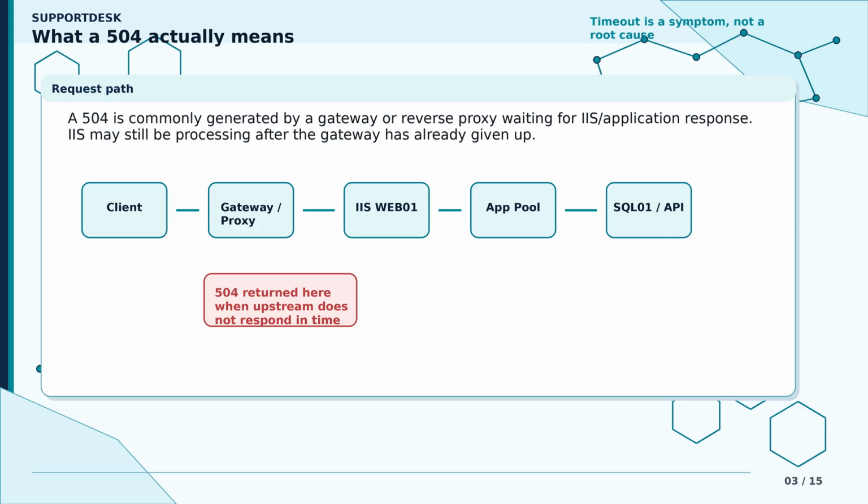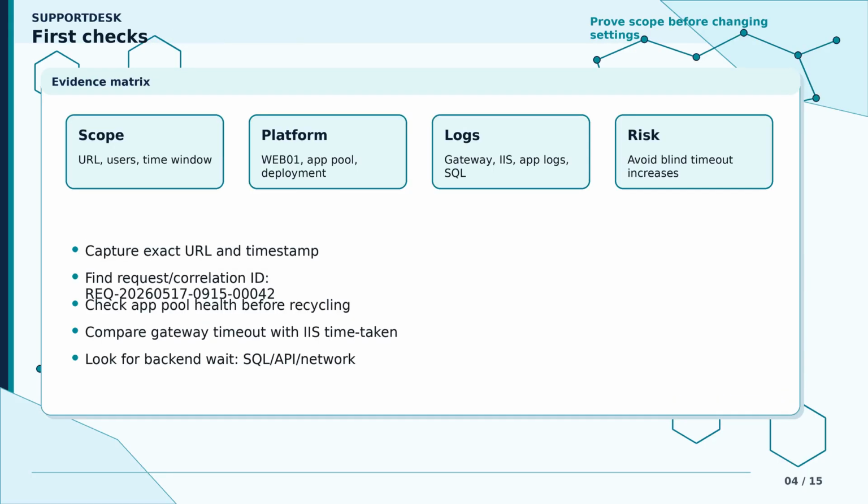This is why logs can appear confusing. The gateway may show a 504, while IIS may show a long-running request, a delayed 200 response, or a different backend status. The job is to line up the evidence across layers. Before changing settings or recycling anything, we need to build the incident picture.